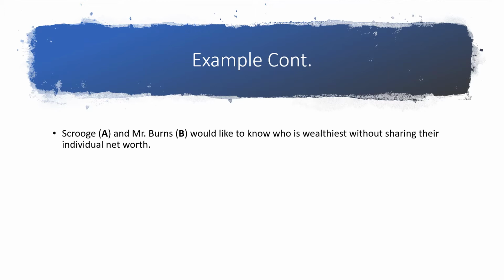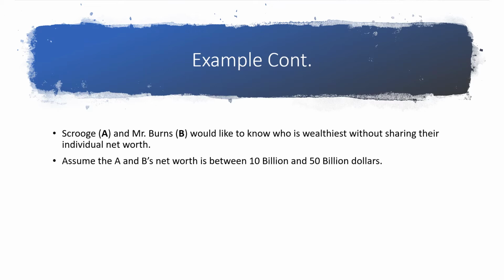Person B would put notes inside these safes, and they will go all according to the wealth of the person. So, let's follow our example. Let's assume that Scrooge is A and Mr. Burns is B. They would like to know who is the wealthiest of them without sharing their individual net worth. For the sake of the problem, let's assume that A's and B's net worth is between 10 billion and 50 billion dollars. In order for them to find out who is the wealthiest, they will need to use Yao's protocol. That goes as follows.